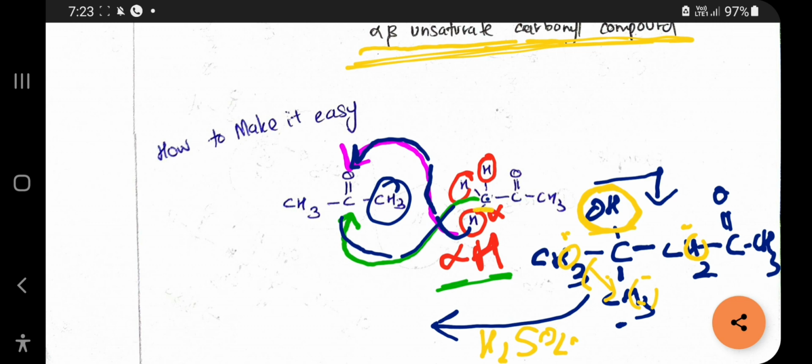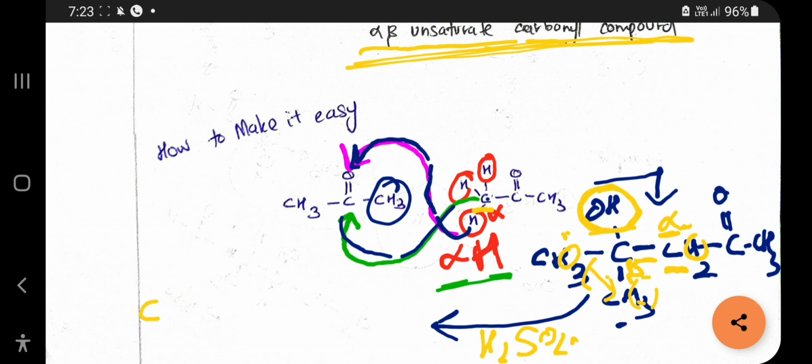Where is the alpha carbon? The alpha carbon from here is now here. Unsaturated means you should have a double bond between the alpha and beta carbon. This is the alpha carbon, so you should remove OH from here and H from here, so that it will be an alpha beta unsaturated compound.